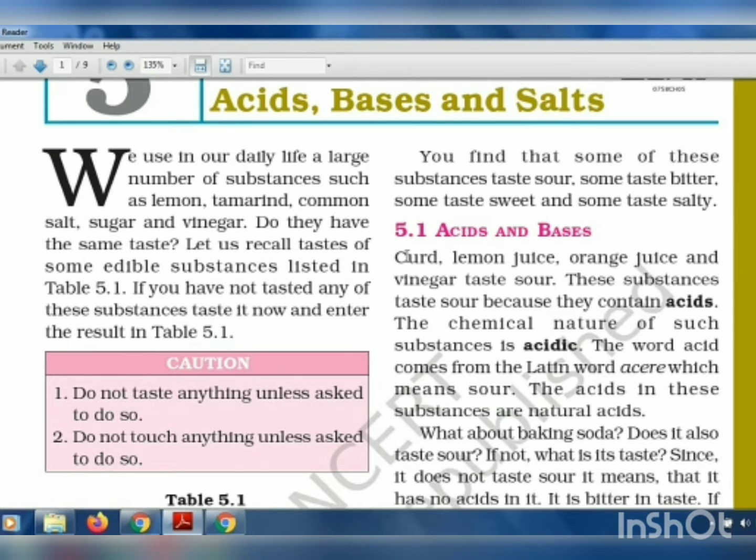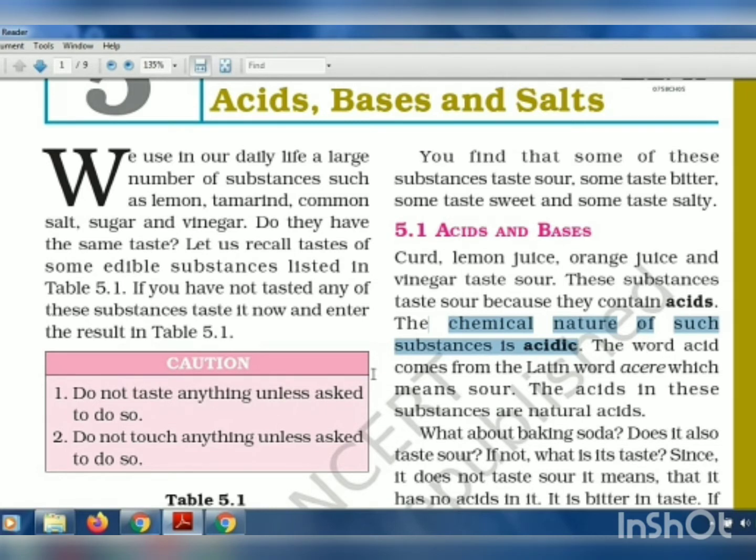Okay, so curd, lemon juice, orange juice, vinegar, they all taste sour. So that is why these substances taste sour, because they contain acid. So now you have come to know that a substance which tastes sour has acid in it, and that is why they are tasting sour. So the chemical nature of such substances is acidic. So chemically we say that lemon juice or orange juice, curd, they all are acidic in nature.